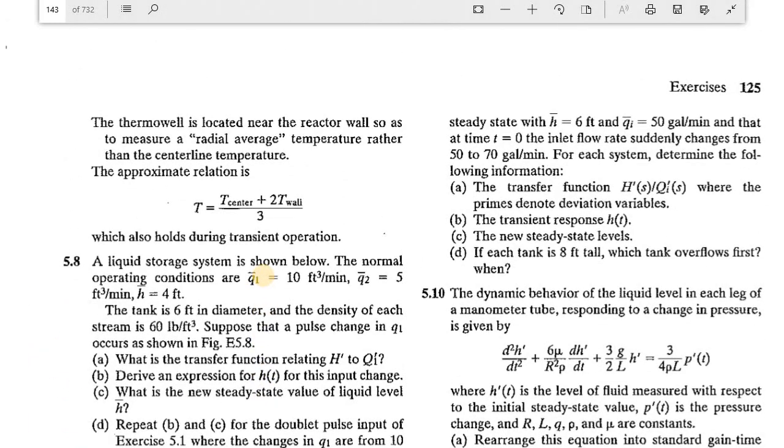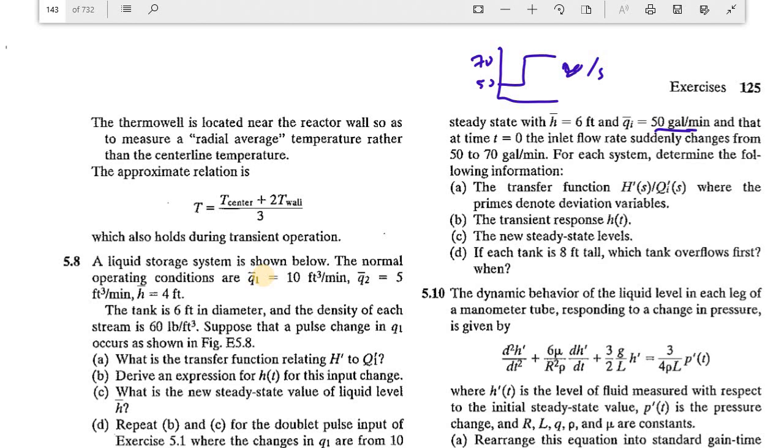Okay, so what's the problem? We do have the steady state value at 6 feet and QI input flow rate as 50 gallons per minute, and that at time equal to 0, the inlet flow rate suddenly changes from 50 to 70. So initially it was at 50, and then it went from 50 to 70, which means I'm having a step input of 50 to 70. That is 20 over S, right?